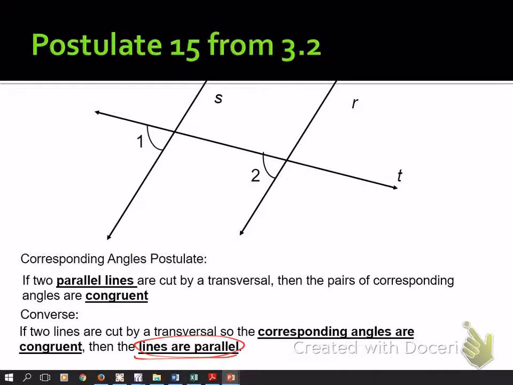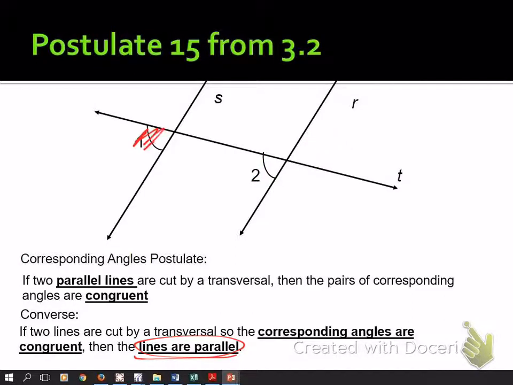What if, instead of angle 1 being there, angle 2 is here? Again, I hope you're saying to yourself, well, those are alternate exterior angles. And if they're congruent, the only way that happens is that those two lines are parallel. So then we would be able to tell those two lines, S and R, are parallel, right?